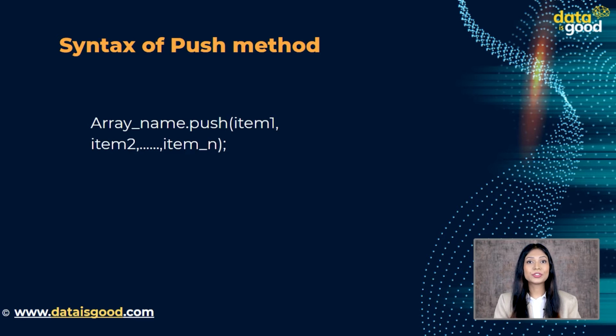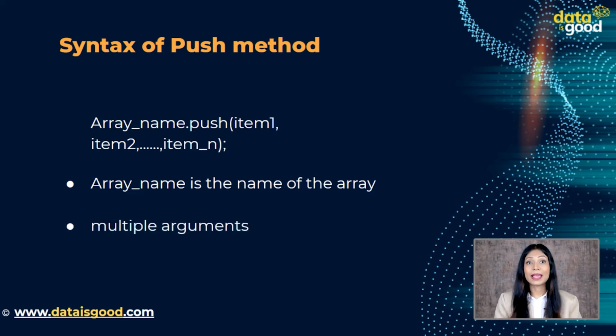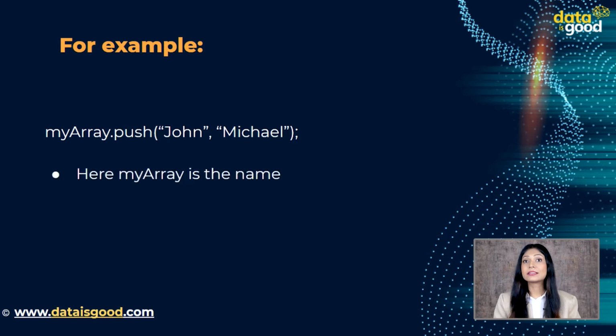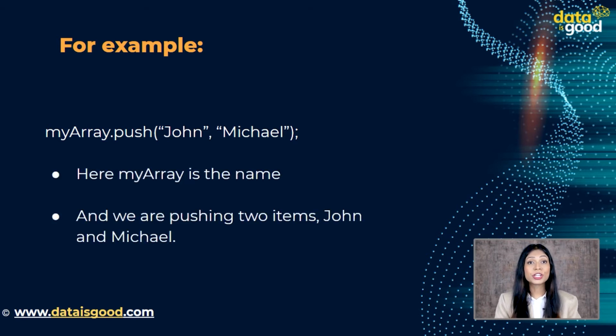Let us see the syntax of push. Array name.push, item 1, item 2, up till item n. Array name is the name of the array which we are going to give. Then the push method, and there are multiple arguments that will be added at the end of an array. For example, myArray.push, John, Michael. Here myArray is the name of an array in which we are pushing two items, John and Michael. Both of these items will be added at the end of myArray.